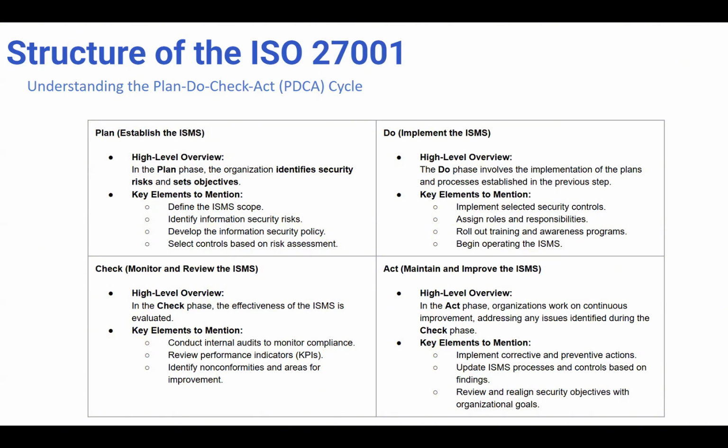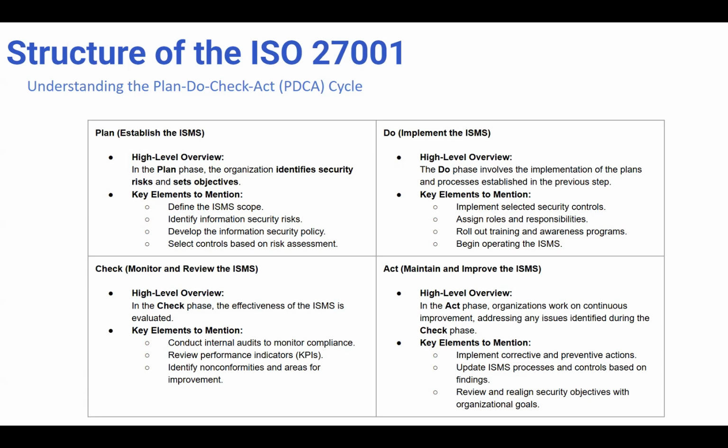It involves the implementation of the plans and processes that you've done in the plan phase. And these controls that you've selected, you have to implement them, assign roles and responsibilities in your organization, roll out trainings that are necessary, and begin operating the ISMS. Check, which is where you monitor and review the ISMS.